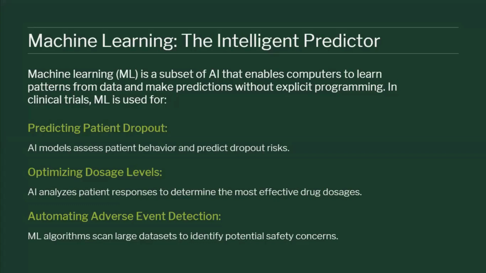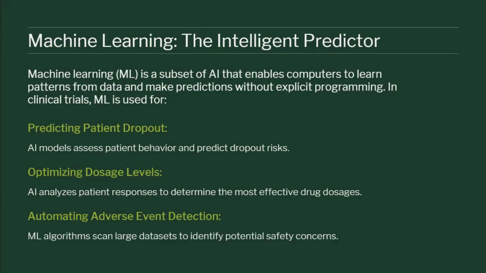Sometimes directly also. Right. So what it does, basically, it is used for predicting patient dropout. This AI model assesses patient behavior and predicts dropout risk. So if AI detects that somebody is vulnerable, and he or she can leave the trial in the middle, AI will not enroll them for the trial. So this will reduce the cost and the risk of dropouts also.